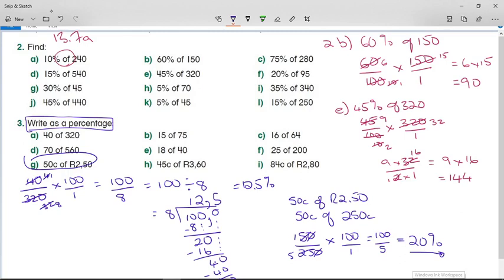Okay, so I think you can do the rest of them by yourself. 45 cents of 3 Rand 60 becomes 45 over 360, and 84 cents of 2 Rand 80 becomes 84 over 280, and to turn them from a fraction into a percent, we multiply by 100 over 1.